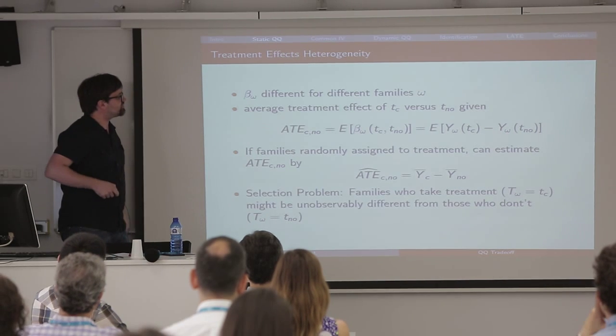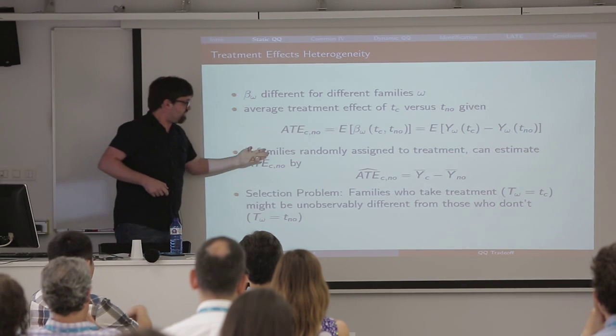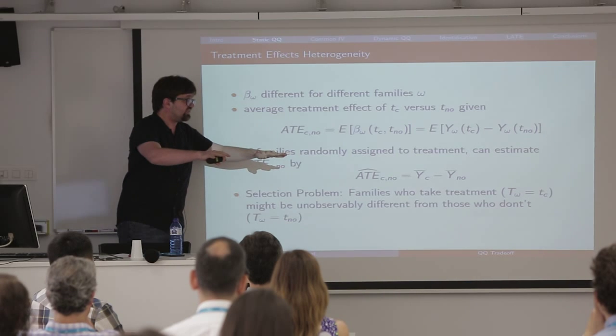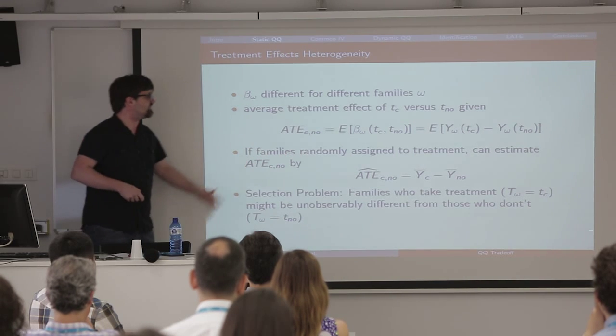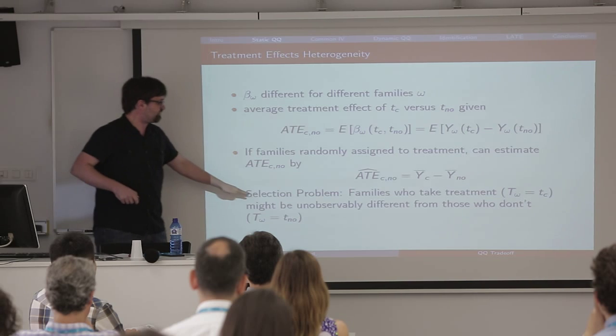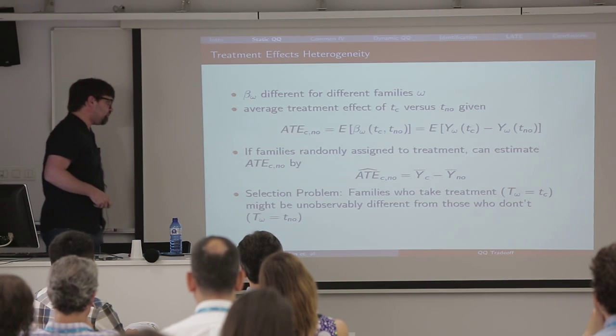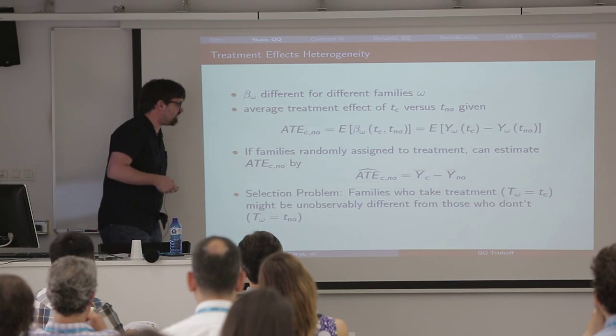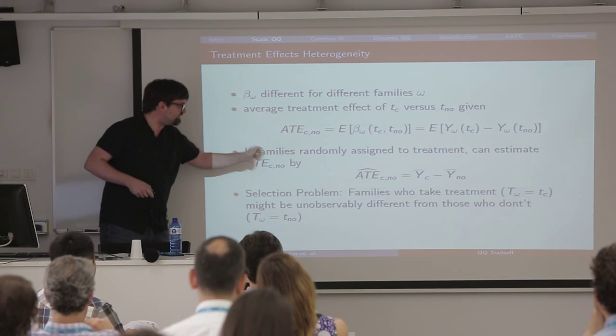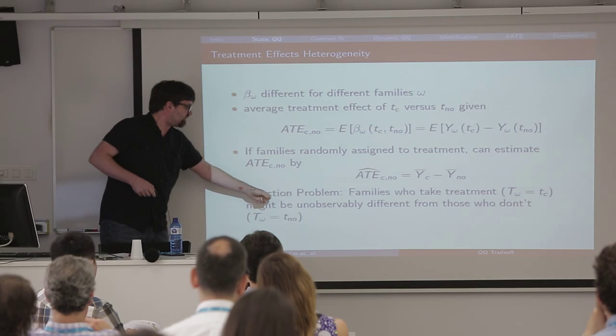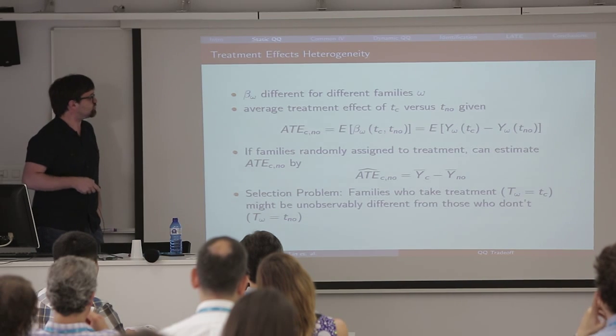So at the end of the day, what we would like to know is the average treatment effect that averages across families. And if families were randomly assigned to different fertility sizes, family sizes, then we could just take the simple mean. But of course, that's not what happens. Essentially, we need to account for selection. Why? Because families who take treatment TC, meaning they go on to have a child, are going to be unobservably different from those who don't.